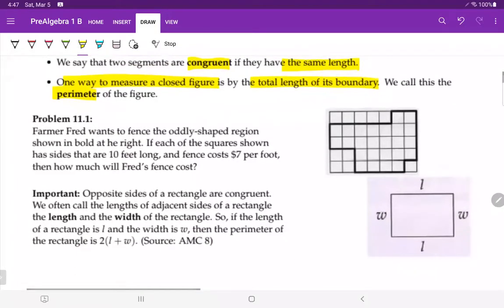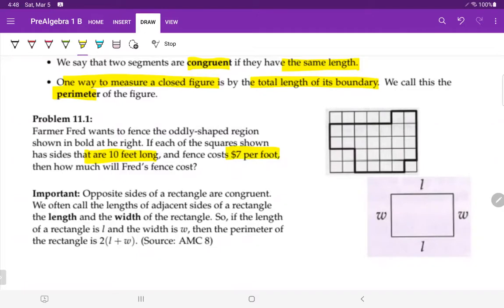So let's try to do this example. Farmer Fred wants to fence the oddly shaped region shown in bold at the right. If each of the squares shown has sides that are 10 feet long, and the fence costs $7 per foot, how much will Fred's fence cost?